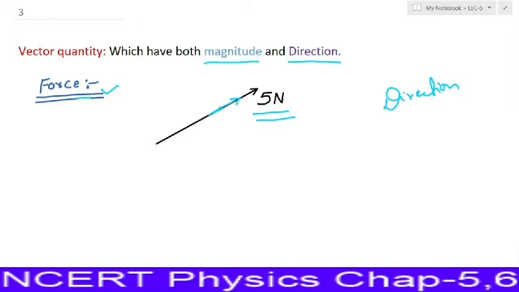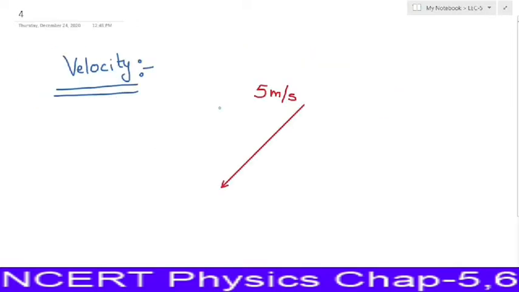of the force. Similarly, if I say I am moving with the velocity of 5 meters per second, then again this sentence is incomplete because I can move in any direction with this velocity. So I have to mention direction also. If I say I am moving with the velocity 5 meters per second in this direction, now this sentence is complete. Here this arrow is showing the direction in which I am moving, and this 5 meters per second represents the magnitude of velocity by which I am moving.